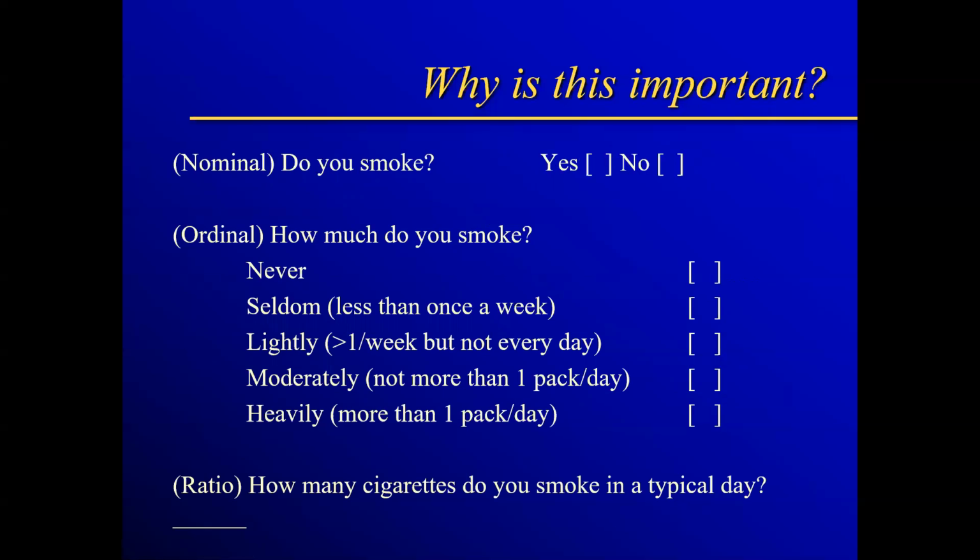So it's nominal, right? Do you smoke? Yes, no. Well, we could go up a step and let's do some ordinal. Let's ask it in an ordinal way. How much do you smoke? And we give them options: never, seldom, lightly, moderately, heavily. And so now you see we have a low and we have a high, right? So that's what distinguishes it from nominal, because we have order to it.